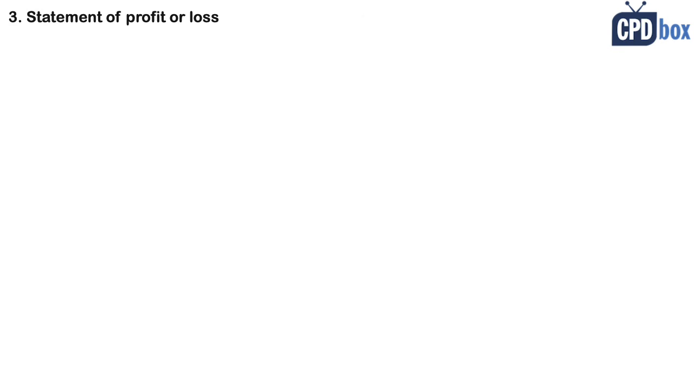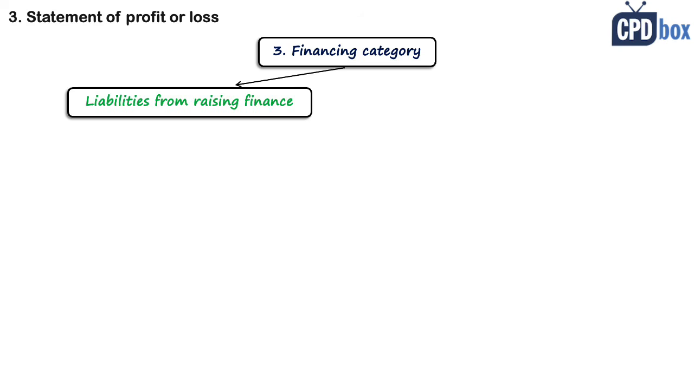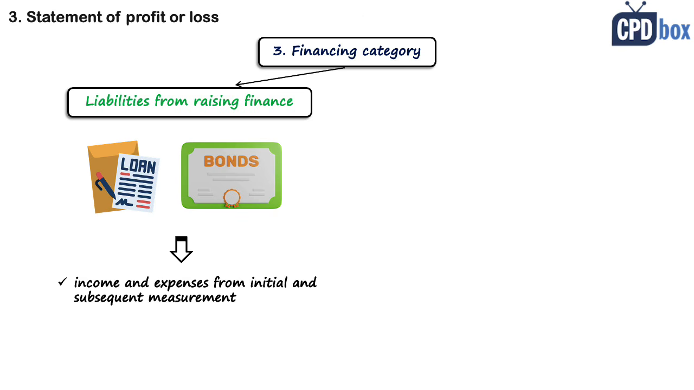The third category is the financing category, which is all about income and expenses related to liabilities. Here we need to make a clear distinction. There are liabilities from raising finance, like loans payable, bonds payable, and similar. In this case, income and expenses from initial and subsequent measurement of these liabilities, like interests, and also incremental expenses like transaction costs, are presented in the financing category.